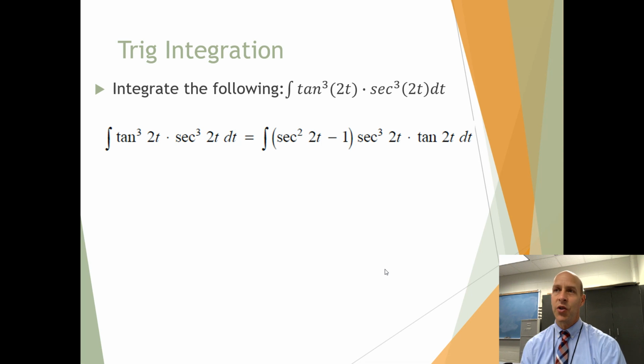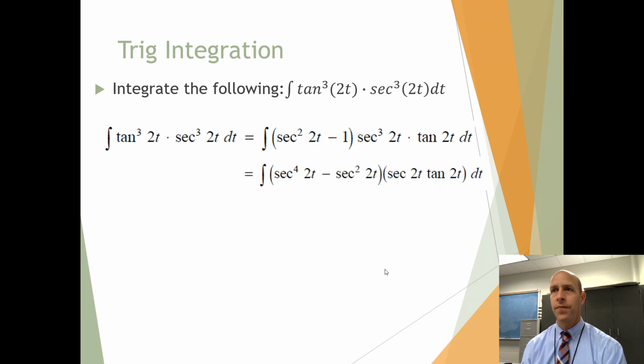a relationship based on the Pythagorean relationship of sine squared plus cosine squared equals 1. So what we can do is we can take two of the factors of tangent cubed and write those as a relationship of secant squared 2t minus 1. We're going to save another factor over towards the end of the integral. And so then we can factor out two of those factors of the secant squared. So we're going to get secant to the fourth 2t minus secant squared 2t.